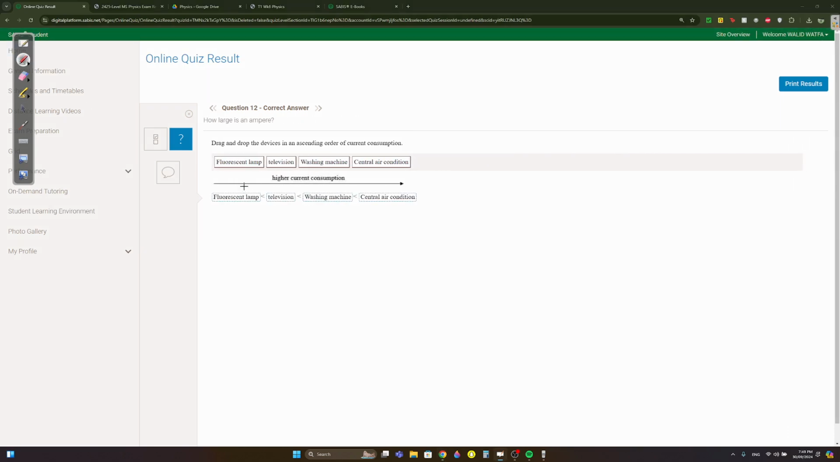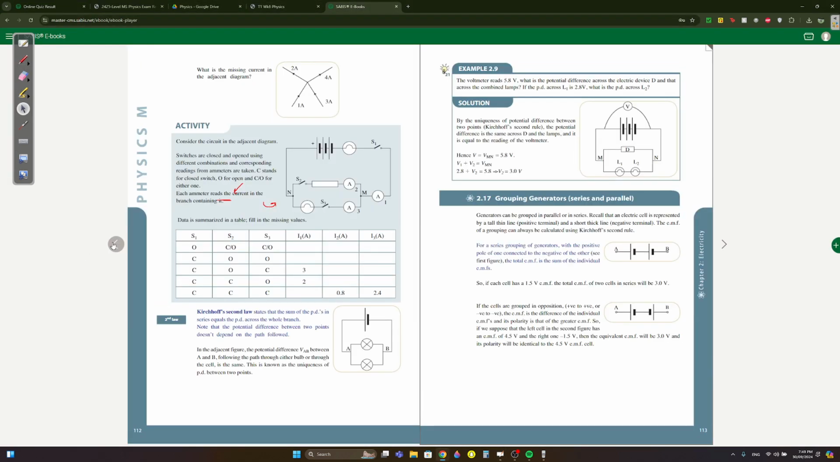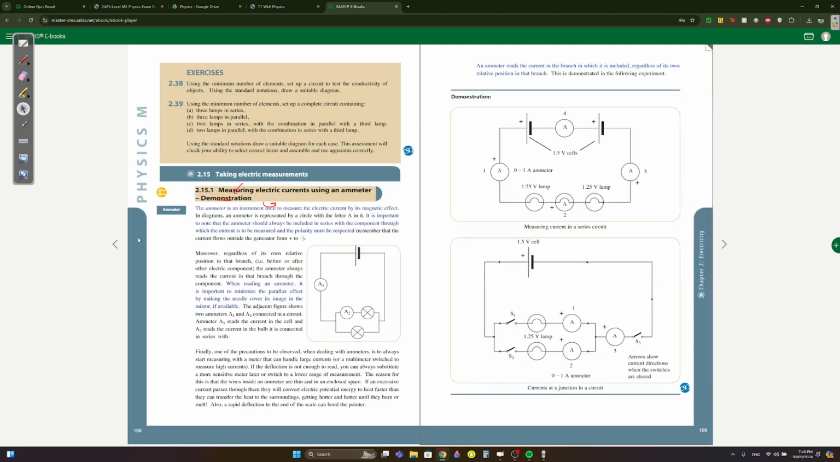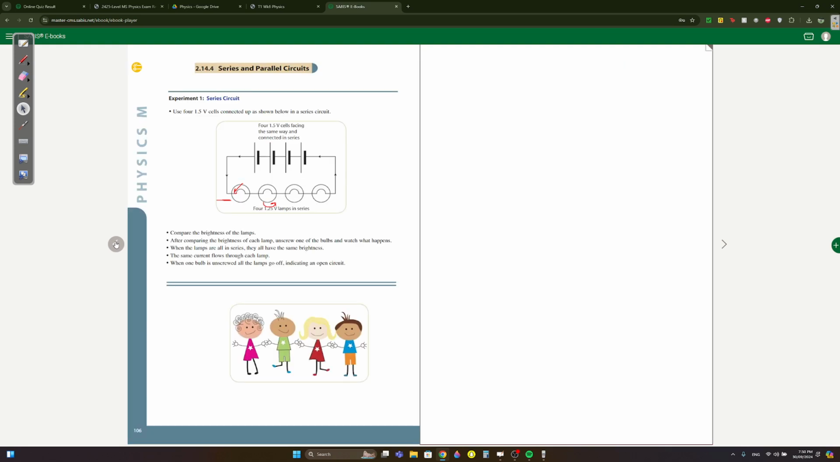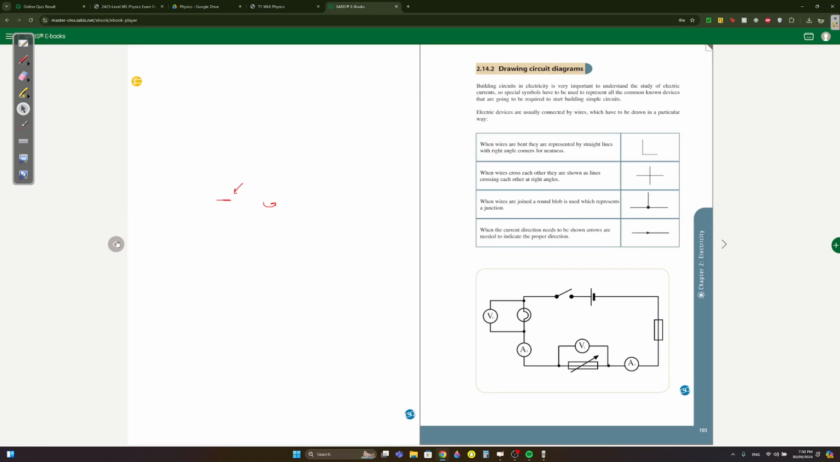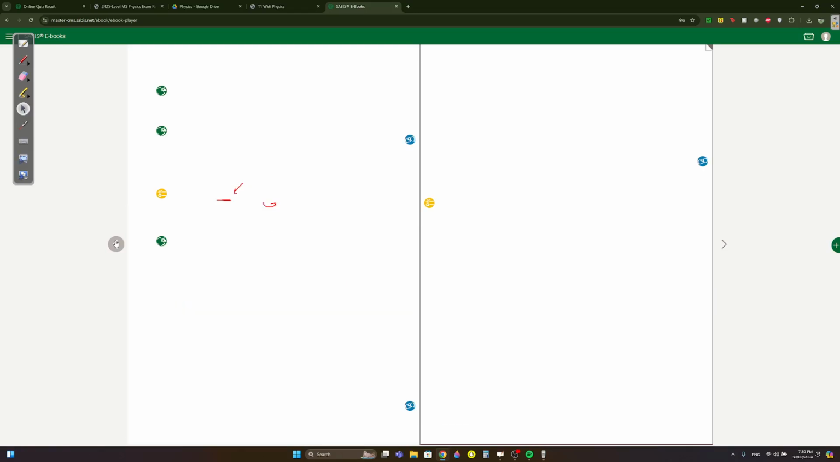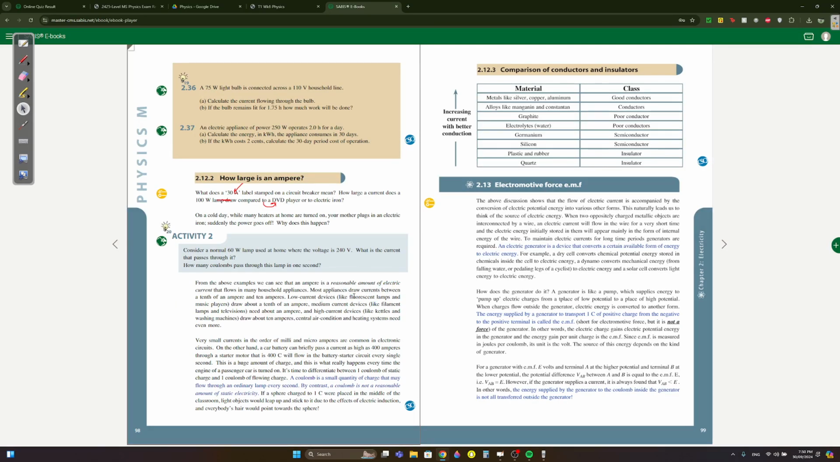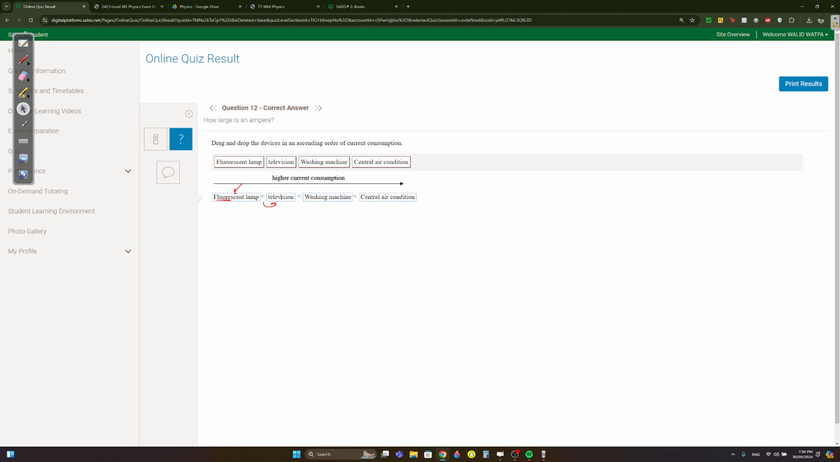Okay, this one, like I told you, the least one is fluorescent lamp. If they told you, what was the other one? I forgot it. Where is it? Okay, here. So the least is fluorescent, and then it's filament. Filament lamps and televisions go together. So least is fluorescent, then television, then washing machine, then AC. AC takes the highest.